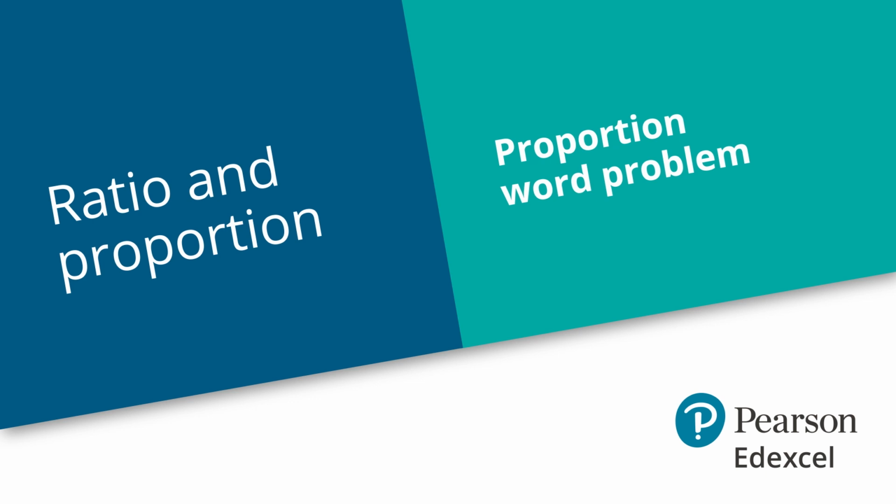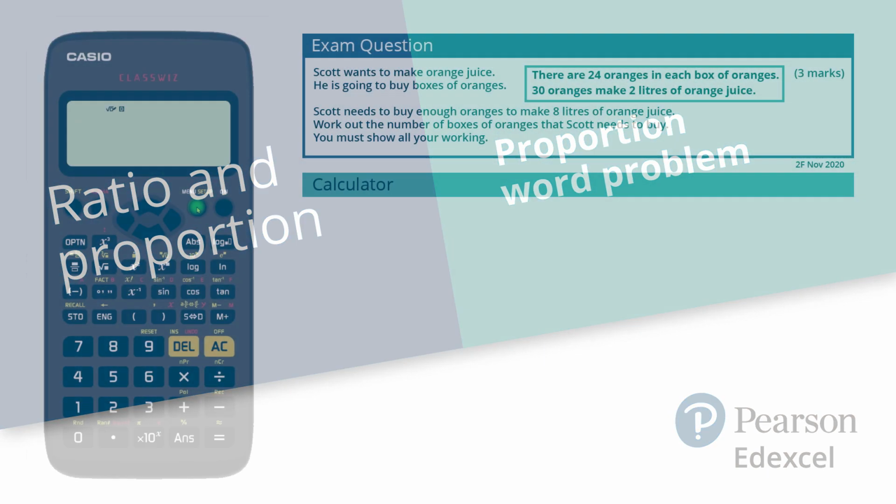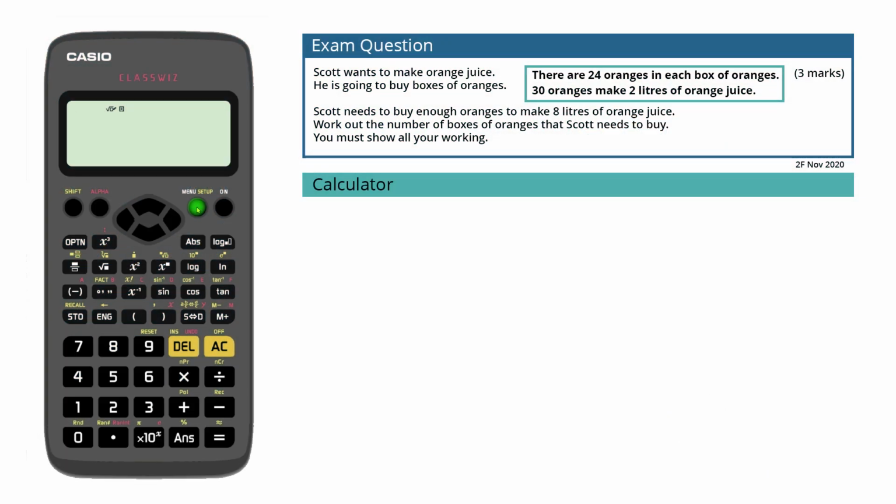The final section of this video looks at proportion word problems. In this question, we are told that Scott wants to make some orange juice. He is going to buy boxes of oranges. Scott needs to buy enough oranges to make 8 litres of orange juice. Work out the number of boxes of oranges that Scott needs to buy. You must show all your working.